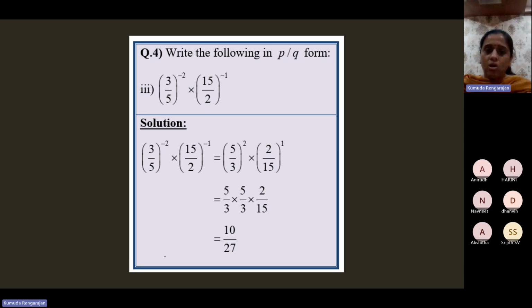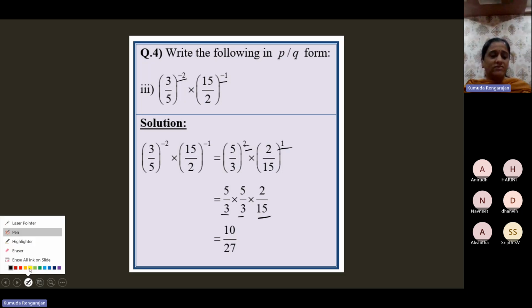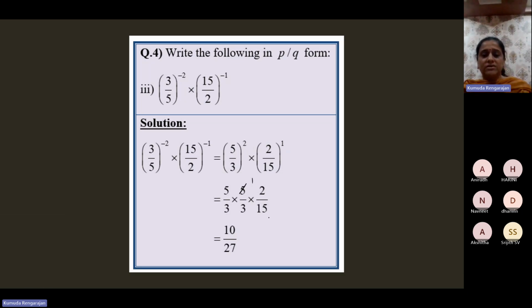If there's a special law, you will use the law. But here there is no special law, so you have to do the regular simplification. That is, you look at the power, how many times, and you multiply the base with itself so many times. But here both the powers are negative, so you have to make them positive. That's the first step. And then 5 by 3 to the power 2 means multiply the base with itself 2 times. Power 1 means write it only once. And then you'll have to cancel. So see here, 5 ones are 5, 5 threes are 15. 10 by 27 is the answer.